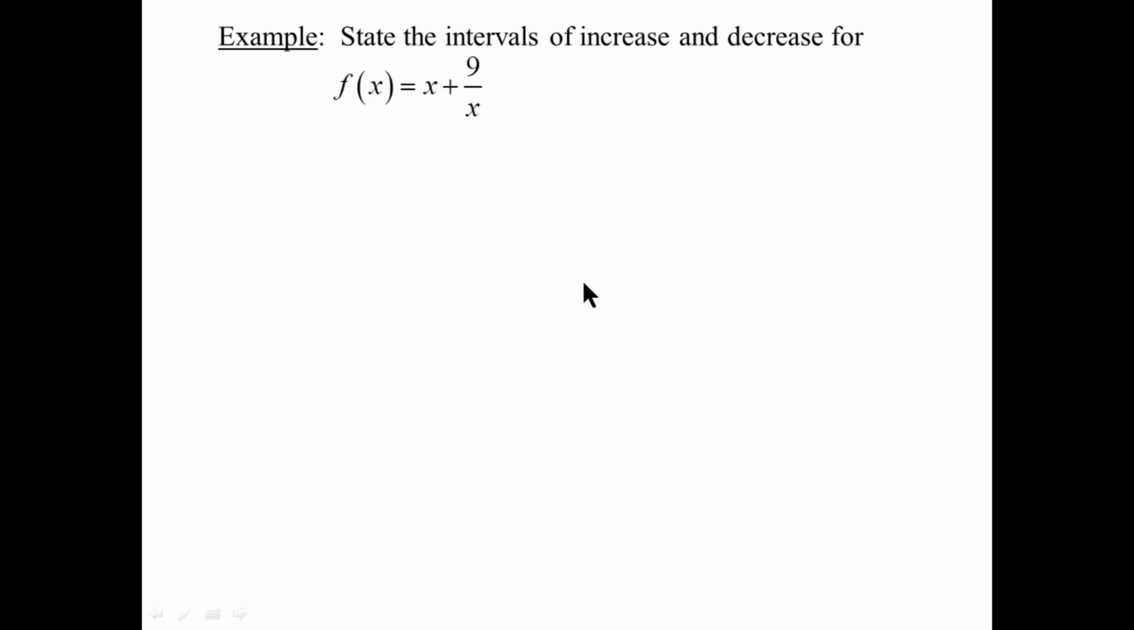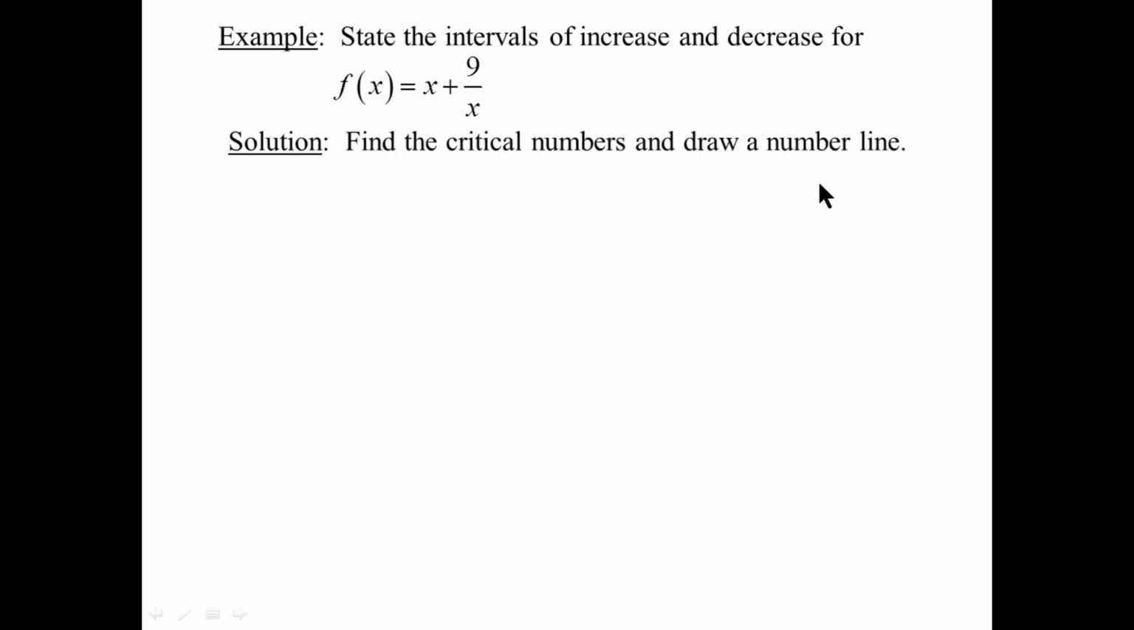A third example: state the intervals of increase and decrease. Solution method, the same. Prime it, zero it, and solve it. Well, f of x could be rewritten as x plus 9x to the minus 1, just to make it perhaps a little easier to differentiate. Differentiating, negative 9x to the minus 2, we could put it on the bottom.